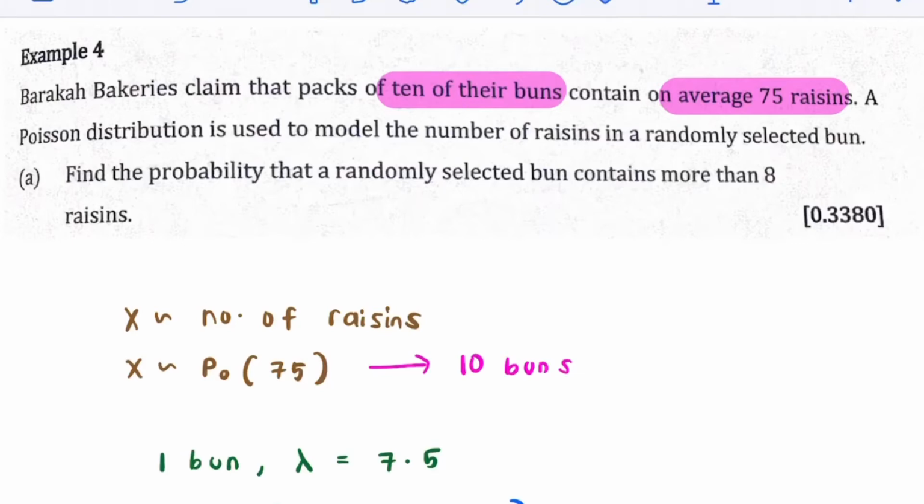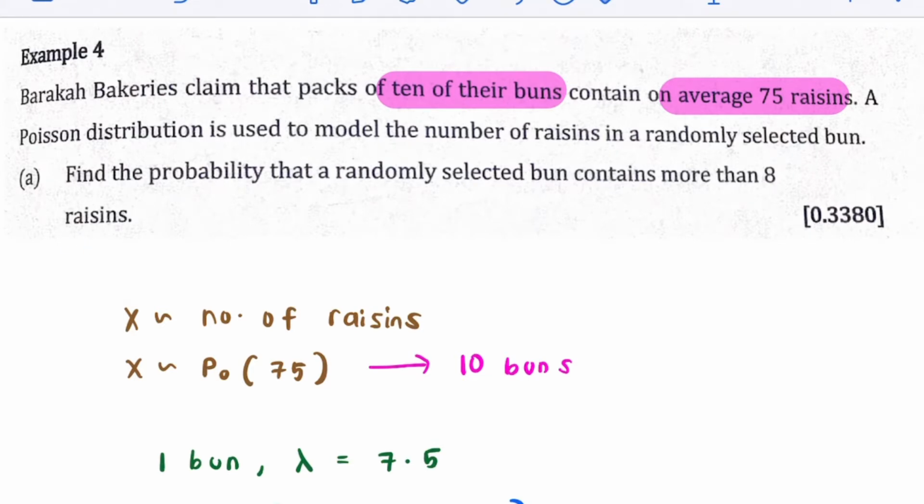The last example, example number 4. Barakah Bakeries claim that packs of 10 of their buns contain on average 75 raisins. A Poisson distribution is used to model the number of raisins in a randomly selected bun. Find the probability that a randomly selected bun contains more than 8 raisins.